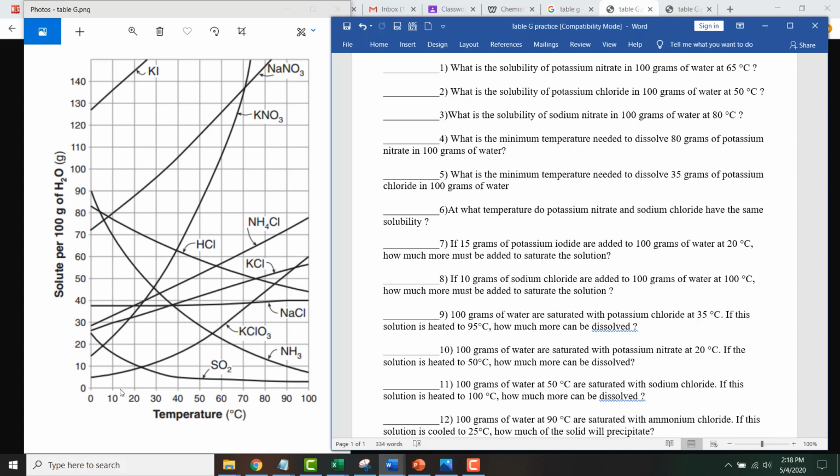The general trend as we get warmer, we go from left to right, most of them go up. Overall, most of them go up. There are a few that come down, and that's often the case with gases. For example, ammonia is a gas. HCl can be a liquid, but of course, it can gas and bubble off. So most of the time, the gases usually go down when things get warmer, but solids usually have the ability to dissolve more when it gets warmer.